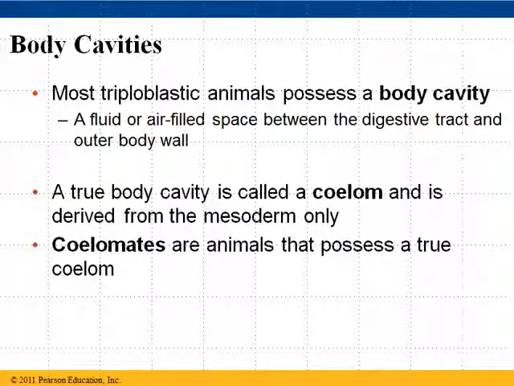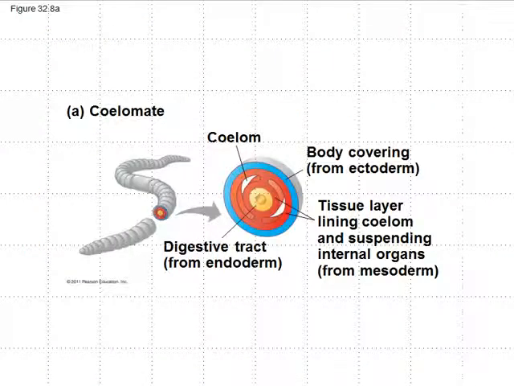So here is a coelomate. This would be a type of worm that we're looking at here, and it has a true coelom. It has an outer body covering that came from the ectoderm, and then it has a digestive tract in the very middle, the yellow here, that came from the endoderm, and then you see the red. The red is going to be a tissue layer lining the coelom and the suspended internal organs that came from the mesoderm. And then you can see the opening in here.